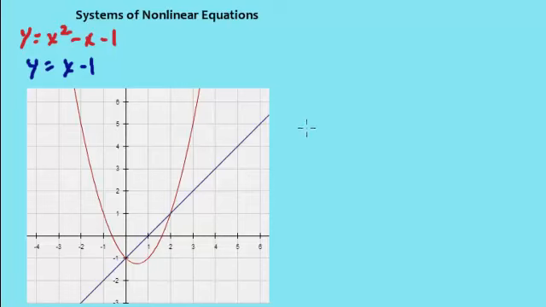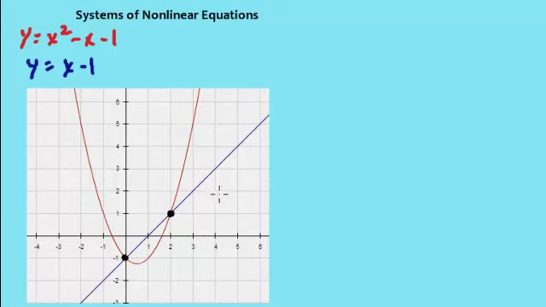Solving systems of nonlinear equations. My very first example I've chosen for you today is a parabola, that would be the red line, and a straight line, that would be the blue line. As we can tell by the graph, we have an intersection point right here, and we have an intersection point right here.